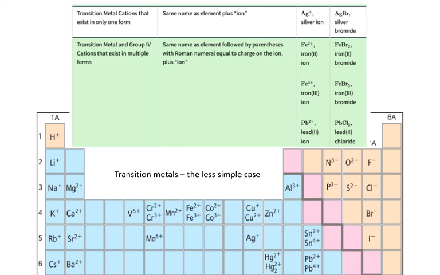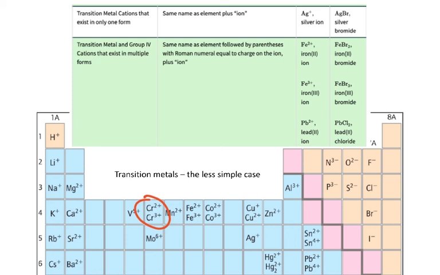Okay, now if we have transition metals, remember, some of these can take on multiple charges. A transition metal that exists in only one form is just like a main group. It just takes the same name as the element plus ion. Like Ag+ is just the silver ion. So AgBr is just silver bromide.